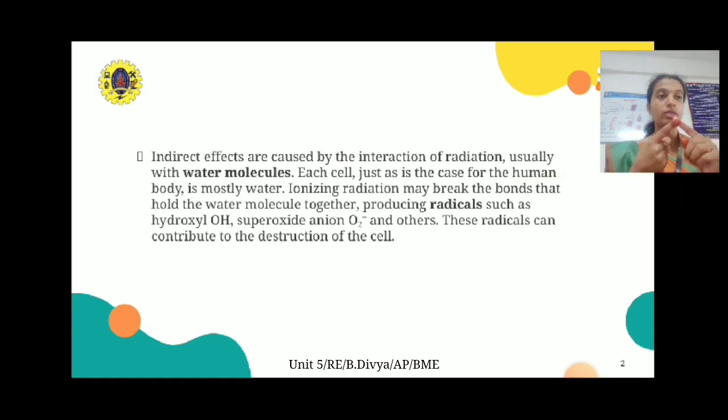We have water, and in that water we have these contents. While the radicals are produced, hydroxyl, superoxide anions, and other oxides will be produced. That will be helpful in destroying the cells. So we will have a maximum number of indirect effects in our body.